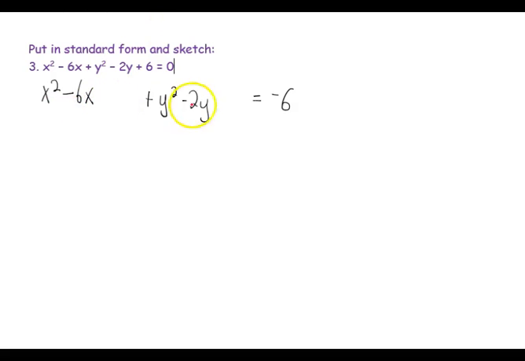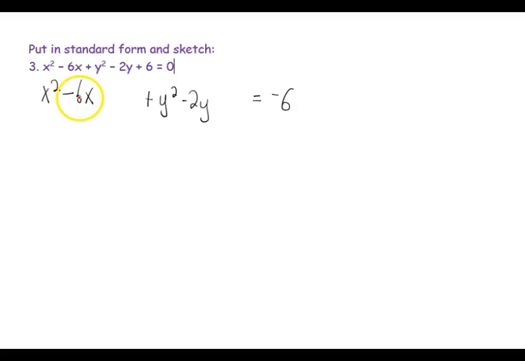Now, you're going to look at both of these things separately and complete the square as we did with parabolas. And to remind you how to do that, you take the number that's in front of x. You don't worry about it being positive or negative. So here I'm just looking at the 6. I'm going to take half of that number, square it, and add it to both sides.